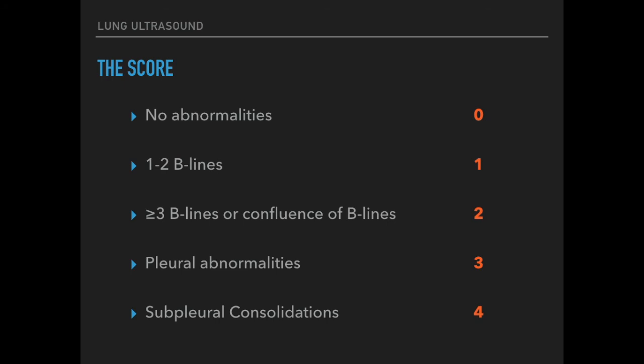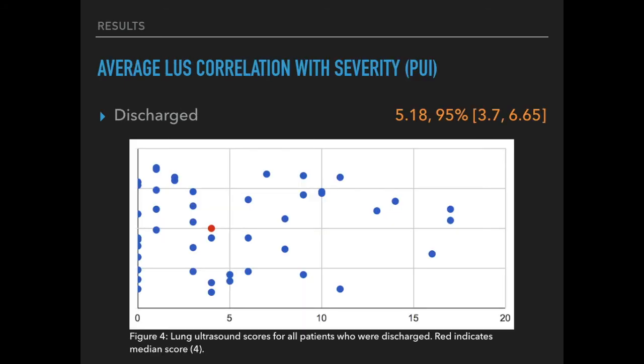You added up the scores of all the fields in all 8, and that gave the patient their lung score total. So here is an assessment of severity and how the lung scores fared with those. For discharged patients, they averaged 5.18 with a median score of 4, and you can see most of the patients are grouped over on the left side towards those lower lung scores.